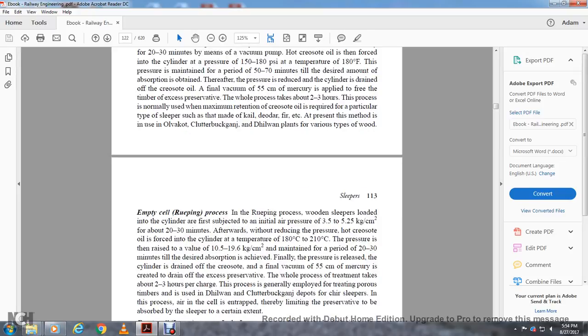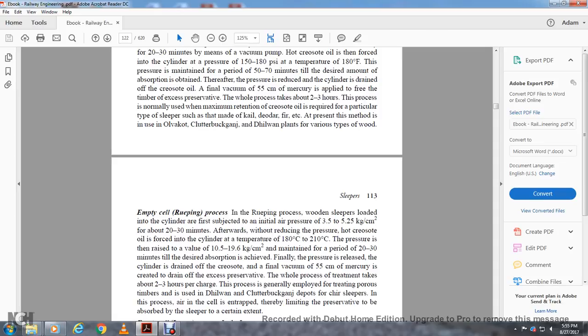Empty cell or Rueping process. In the Rueping process, the wooden sleepers loaded into the cylinder are first subjected to an initial air pressure of 3.5 to 5.25 kilograms per centimeter squared for about 20 to 30 minutes. Afterwards, without reducing the pressure, hot creosote oil is forced into the cylinder at a temperature of 180 to 210 degrees Celsius. The pressure is then raised to a value of 10.5 to 19.6 kilograms per centimeter squared and maintained for a period of 20 to 30 minutes until the desired absorption is achieved. Finally, the pressure is released.